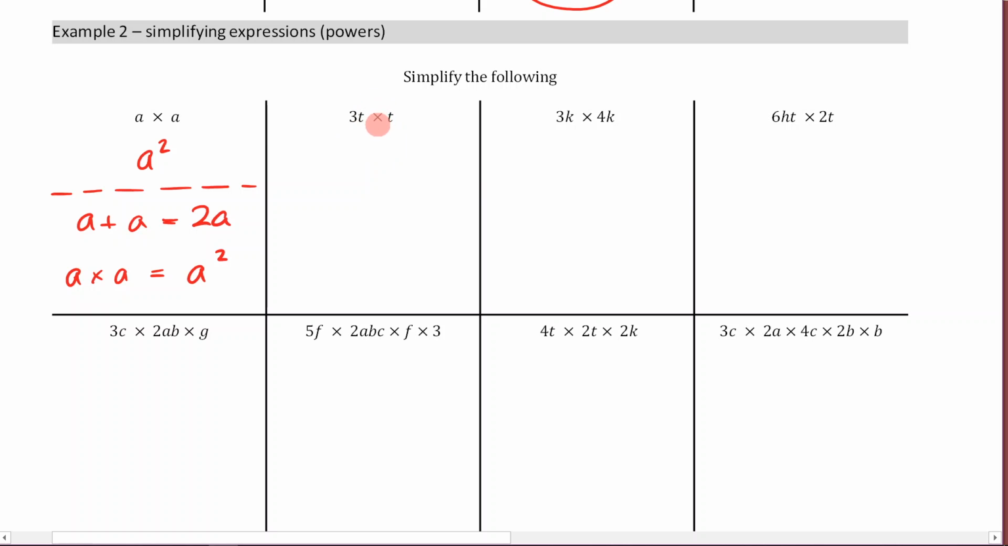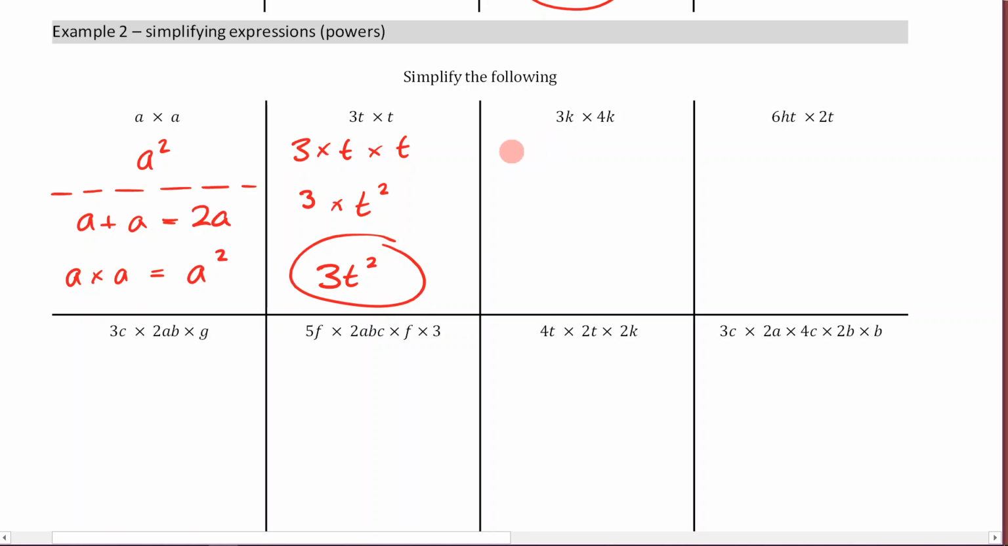And I'm again going to go through my slow method. I'm going to insert back in the multiplication symbol here. So it's 3 times t times t. Now, t times t is t squared, and I still have this 3 here. So I'm going to end up with 3t squared. That's going to be my answer.